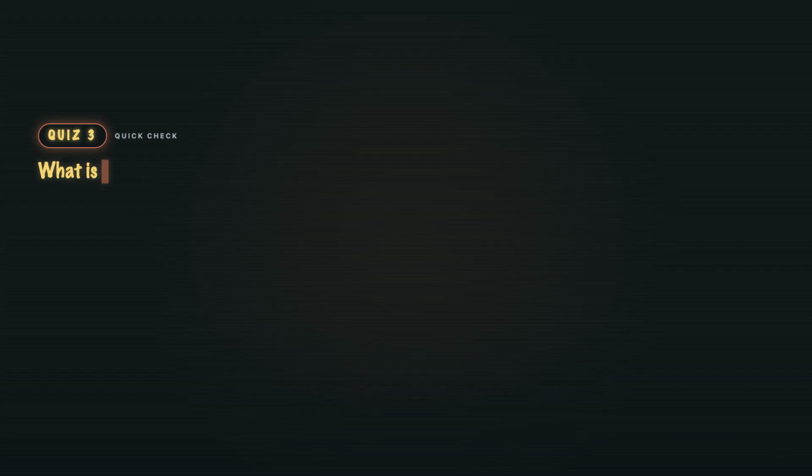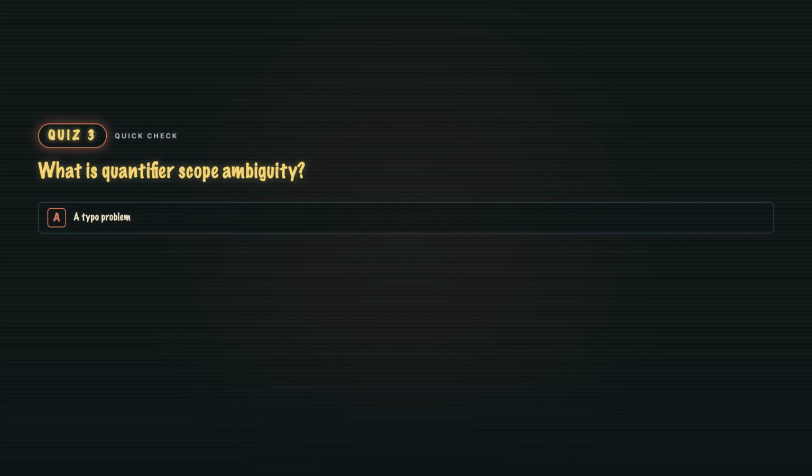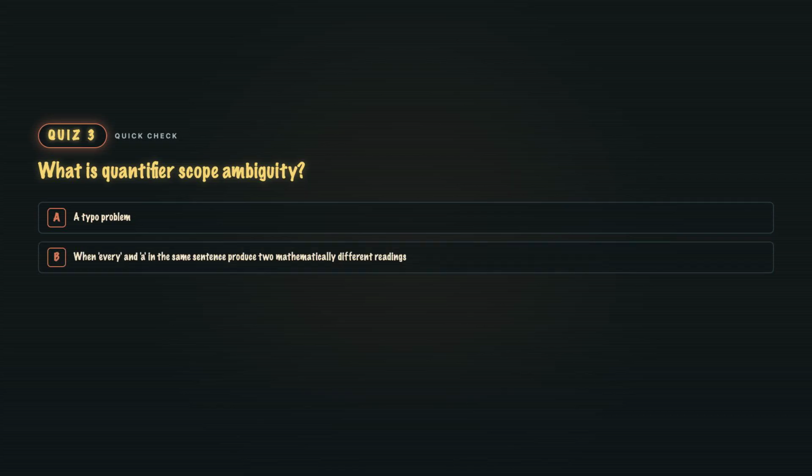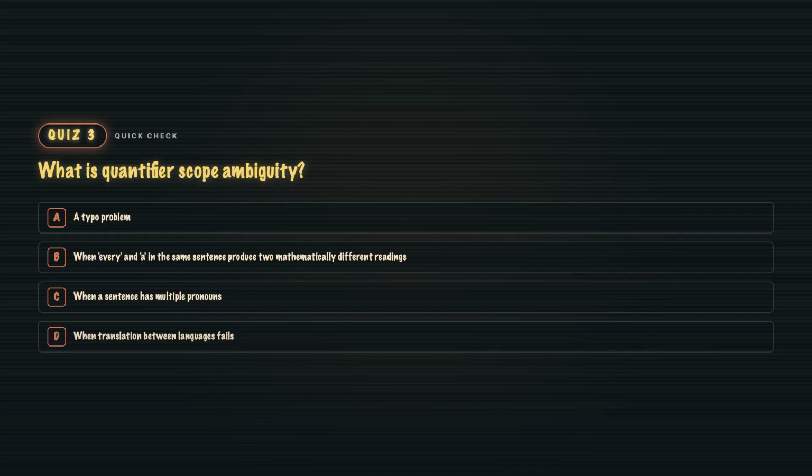Quiz 3. What is quantifier scope ambiguity? A. A typo problem. B. When every and a in the same sentence produce 2 mathematically different readings. C. When a sentence has multiple pronouns. Or D. When translation between languages fails.